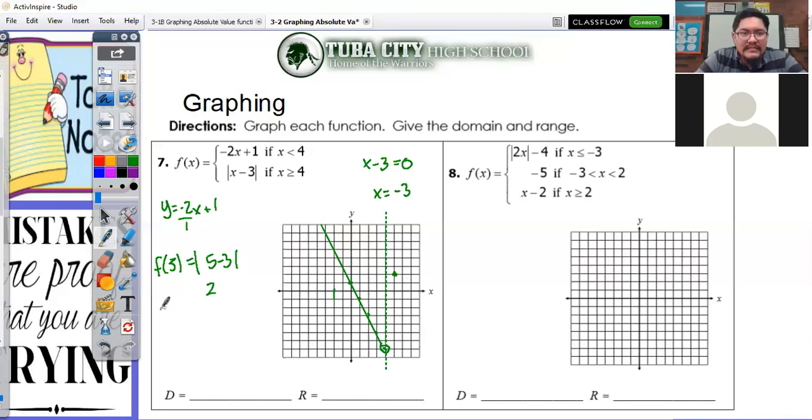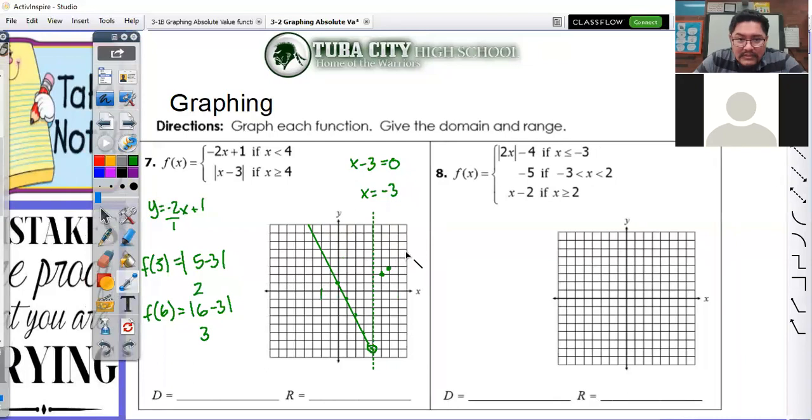Okay, and then let's do the same thing with 6. f of 6, and I really should have started on the line. 6 minus 3 would be positive 3, so just 3. So over 6, up 3. And this should give us a good idea. We can keep going with this, because now I can see what's going to happen. It's supposed to look like this.